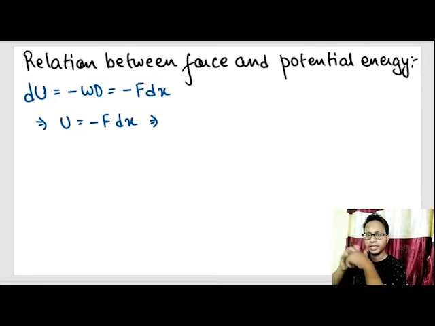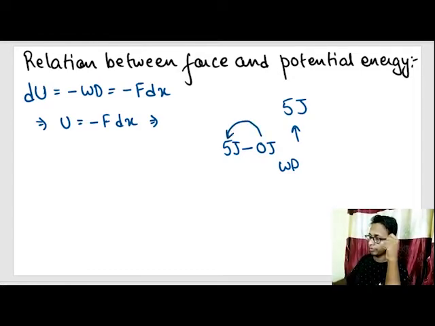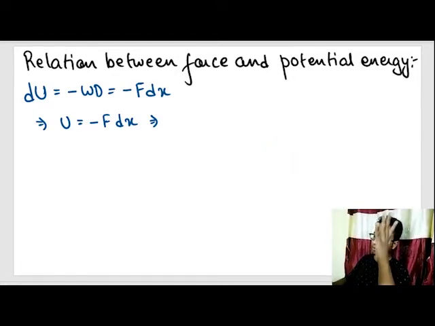What I am actually saying is that whenever potential energy is defined, they are defining it from zero potential energy. Suppose someone says this has 5 joule of potential energy. That means they are saying the work done is 5 joule minus 0 joule. The work done by external force is taking the body from 0 joule to 5 joule. Whenever potential energy is described, it is always described in reference to some base value.